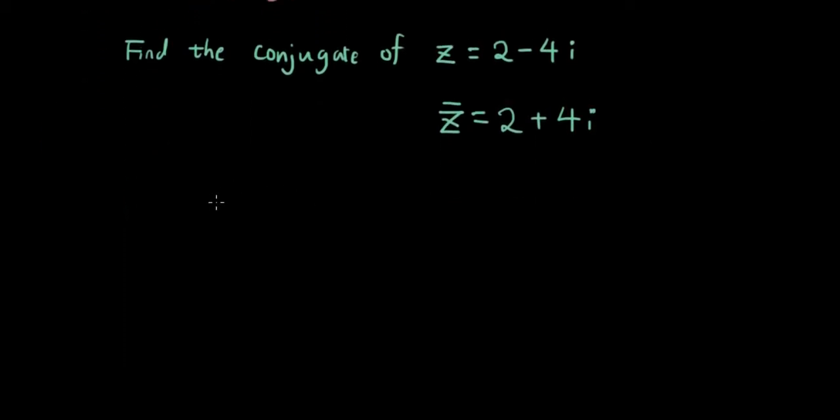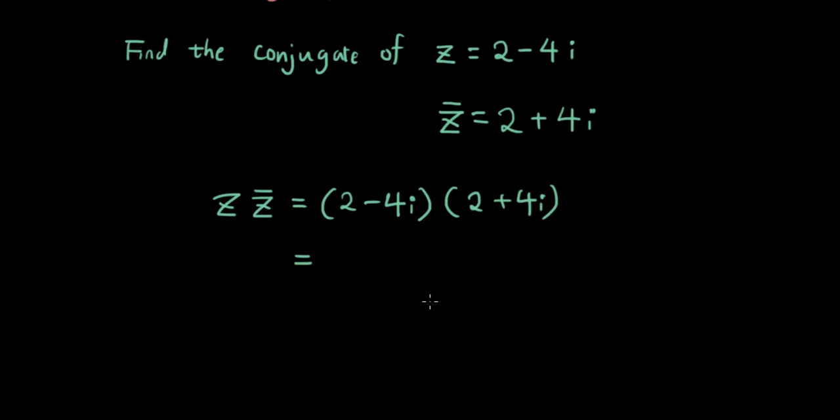Okay, now let's do a bit of exploring with conjugates and see what happens when you multiply two conjugates together. So let's try z times the conjugate of z. So if we multiply the two terms together, 2 minus 4i times 2 plus 4i, and using the binomial expansion, I'm just going to do it quickly because you guys all know how to do this.